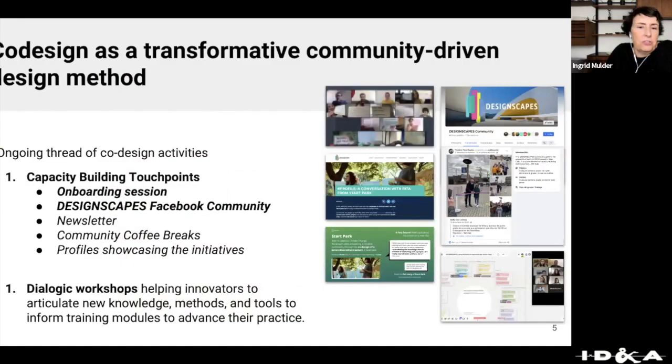To make this infrastructuring process more tangible, we also designed a series of touchpoints to spark the engagement and collaborative reflection among these participating pilots. The second set of co-design activities refers to the overall infrastructuring program, which, for example, includes dialogic workshops that help the innovators to better articulate and co-develop new knowledge, methods, and tools to advance their practices. I will now give the floor to my co-author Alberto to further illustrate the impact of our study.